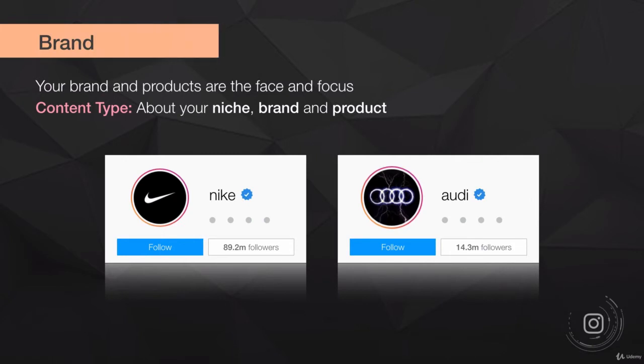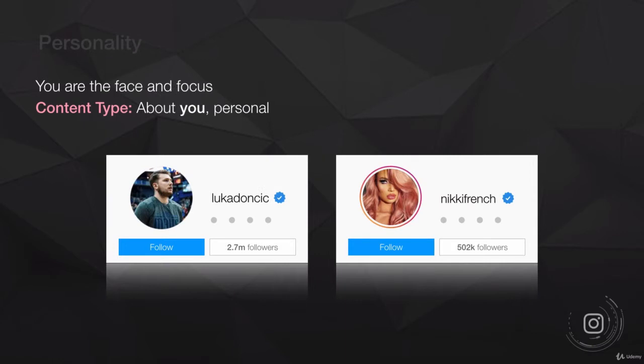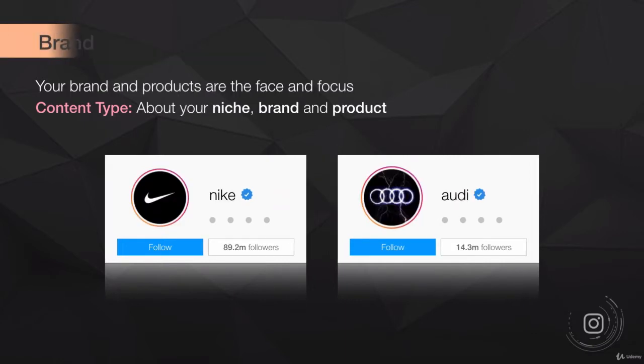A brand account is where your brand and your products are the face and the focus. So a very easy way to distinguish between the two is the types of photos that they have. You can see these two brand photos are both logos, where the personality accounts were both people's faces. And we're going to get into the more detailed stuff in just a second, but I want to give you a broad overview first. So your brand and your products are the face and the focus inside a brand or business account. And your content type is obviously going to be around your niche.